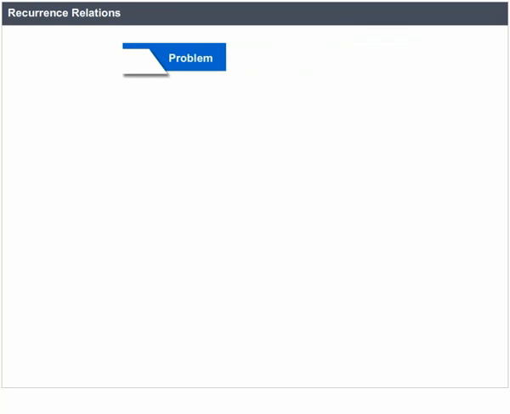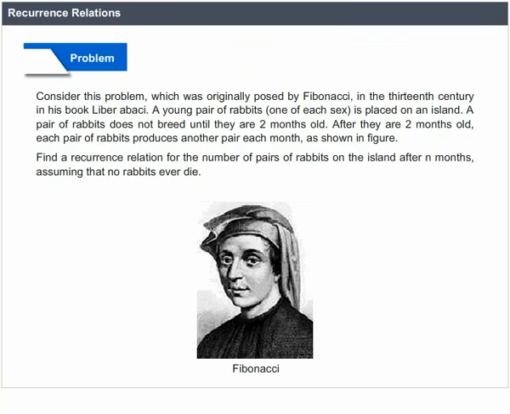Consider this problem, which was originally posed by Fibonacci in the 13th century in his book, Liber Abaci. A young pair of rabbits, one of each sex, is placed on an island. A pair of rabbits does not breed until they are 2 months old. After they are 2 months old, each pair of rabbits produces another pair each month, as shown in figure 1. Find a recurrence relation for the number of pairs of rabbits on the island after n months, assuming that no rabbits ever die.